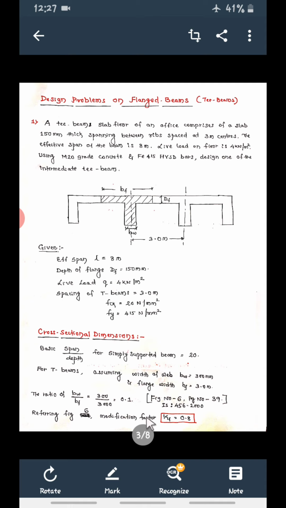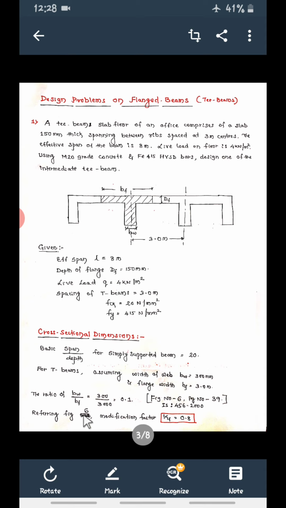Now go to page number 39 and refer to figure number 6 of IS 456:2000. There one chart will be there, that is figure number 6, modification factor Kf. In the deflection calculation we have used this, that is Kt, Kc and Kf values. So since it is a T beam, Kf comes into the picture.